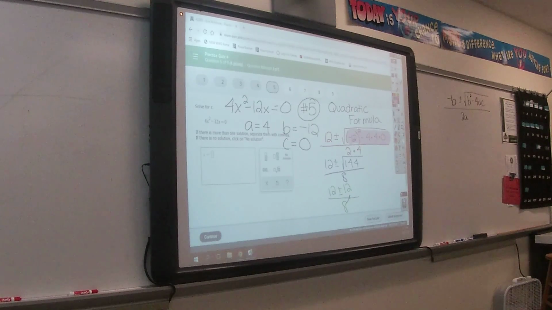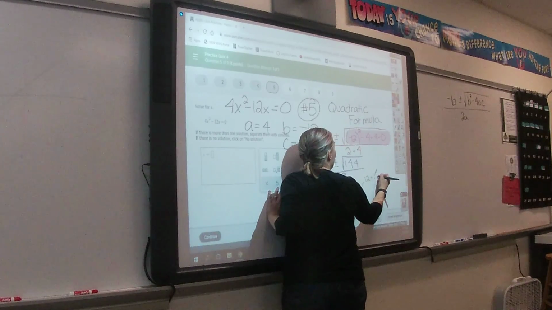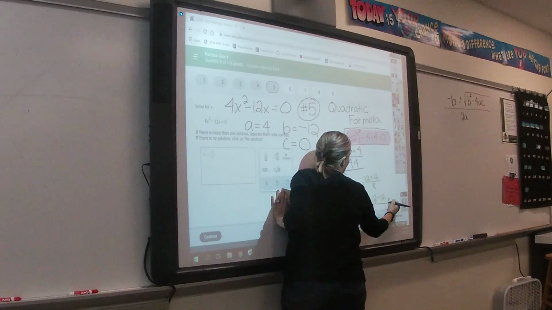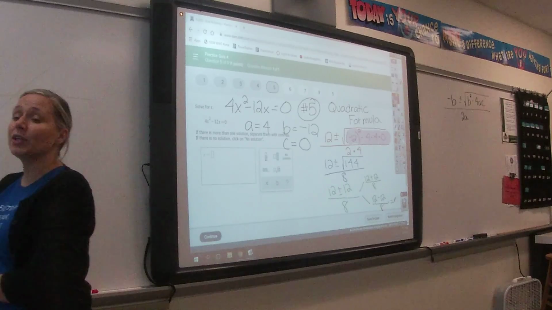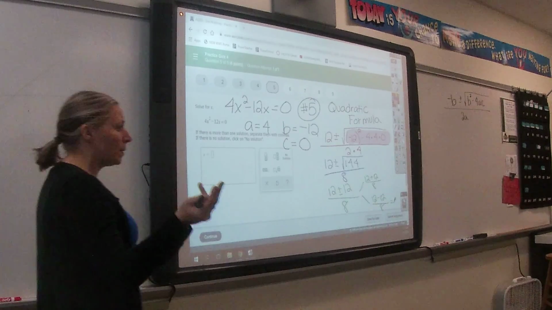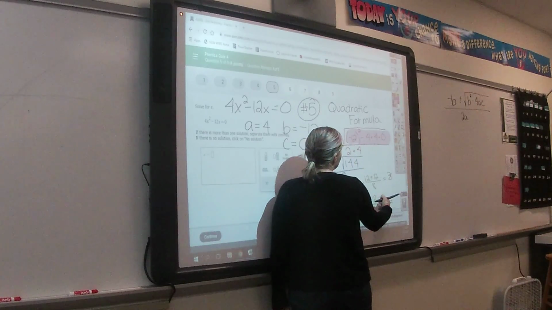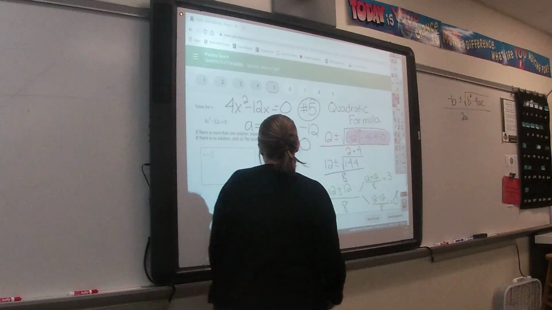So we'll have 12 plus 12 over 8, and 12 minus 12 over 8. If you're typing that into your calculator, you have to make sure you're doing 12 plus 12 equals 24, divided by 8, which will give you 3. 12 minus 12 equals 0. Divided by 8 is 0.